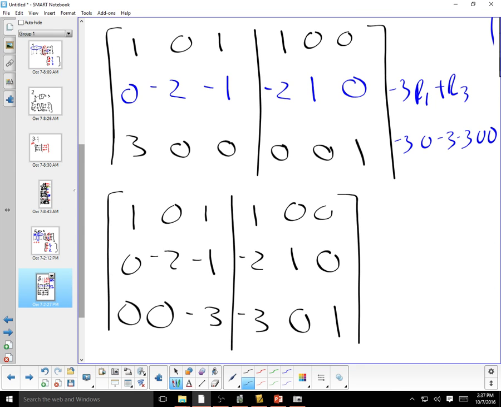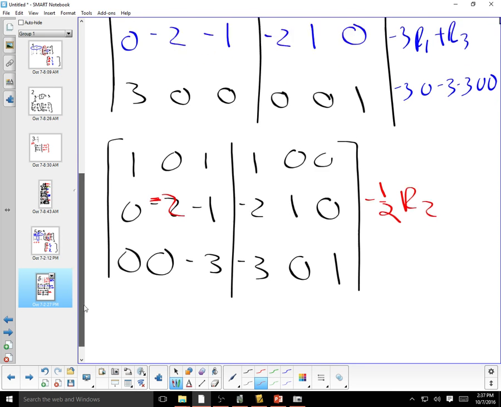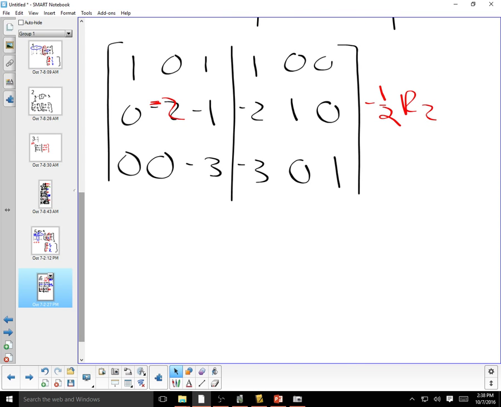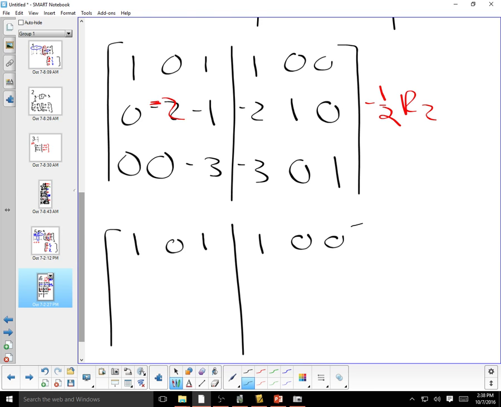Now at this point, I really need to make this -2 a 1, don't I? Well, that's not bad. I use the multiplicative inverse. I'm going to take row 2 and multiply it by -1/2. When I do that, does the top row change? No. So I've got 1, 0, 1, 1, 0, 0.